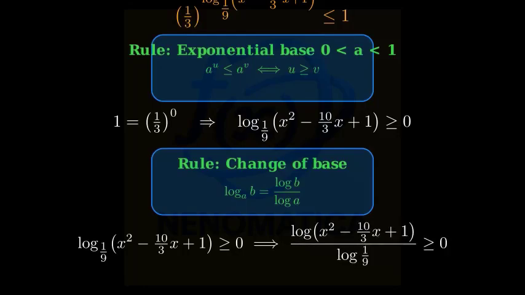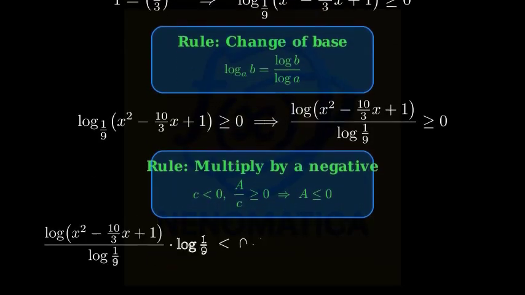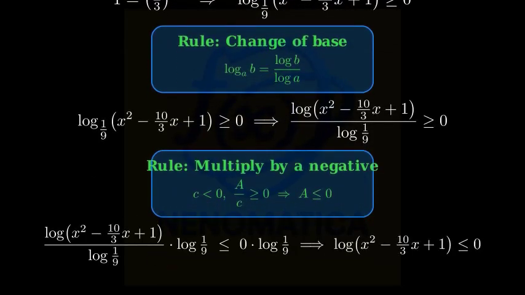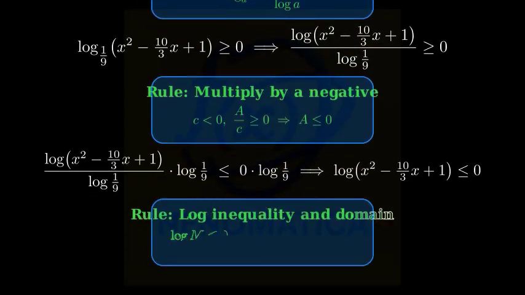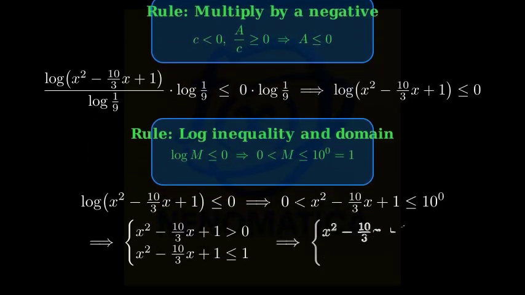Step 3. Since log of 1/9 is negative, multiplying both sides flips the inequality. Thus we get common log of the expression is less than or equal to 0. Step 4. Translate the logarithmic inequality to exponential form and include the domain condition that the argument of the logarithm must be positive. Therefore, 0 is less than the quadratic expression, and it is at most 1.